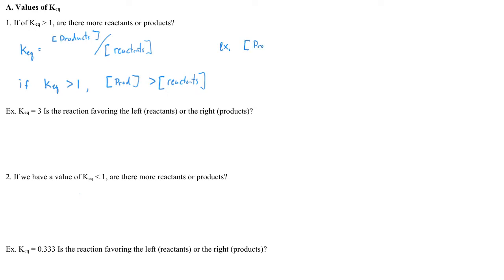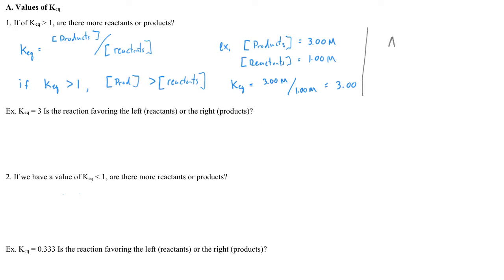Here's an example. Say we ran a reaction, and at the end we measured the concentration of products and determined it was 3 molar. We also measured the concentration of reactants and determined they were 1 molar. We could do that experiment by titration. We can then calculate KEQ by dividing the concentration of the products, 3 molar, by the concentration of reactants, 1 molar, and we get 3.00 as KEQ. What that tells us is that there are 3 times as many products as there are reactants.